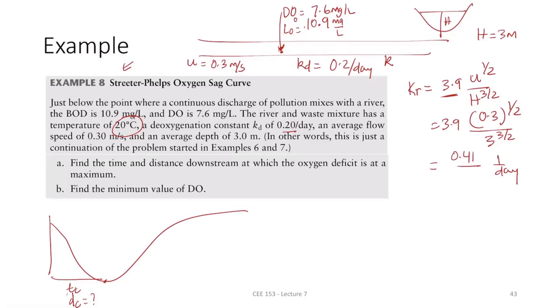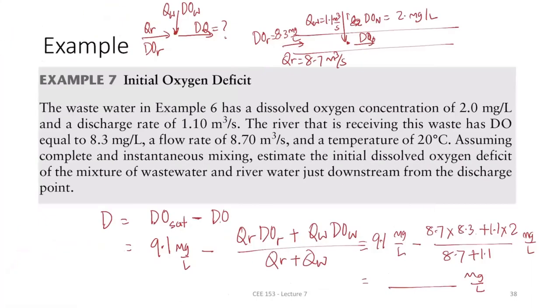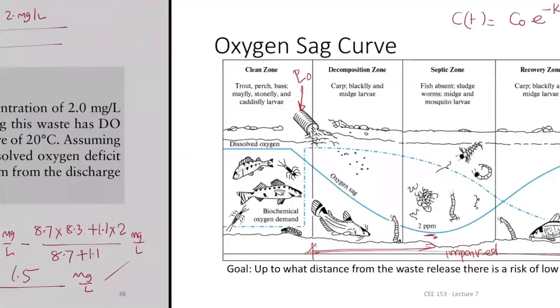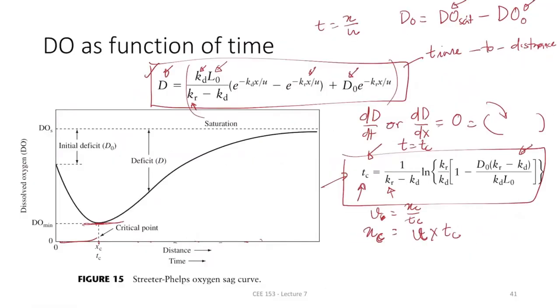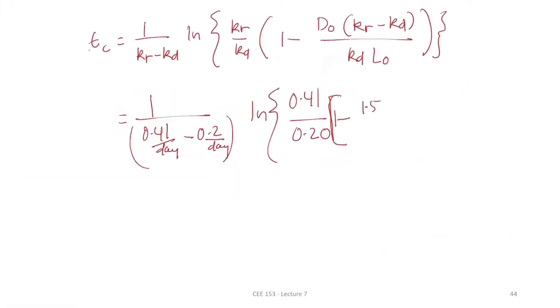Let's see this river mixing. So this is a continuation problem, example 6 and 7. So that's where we calculate the value. So that means this is the value, whatever that number is. So that one, I'm just going to write that. Initial deficit was 1.5. Okay. So that's the value 1.5. KR again 0.41 minus 0.2 divided by KD, which is 0.2, times L0.